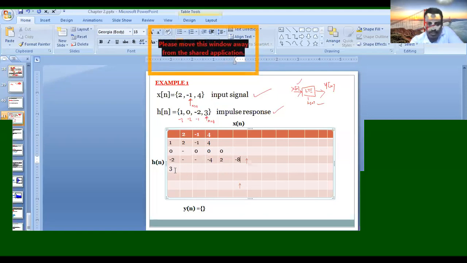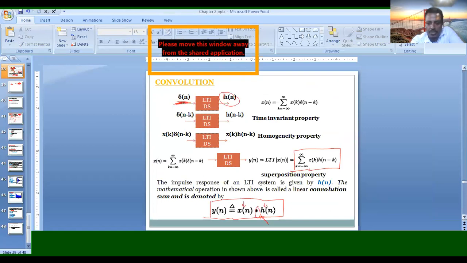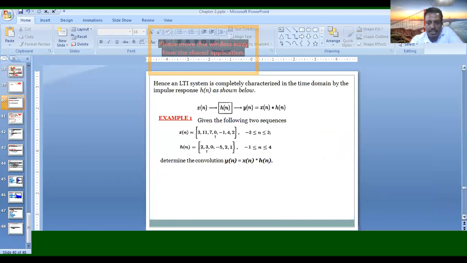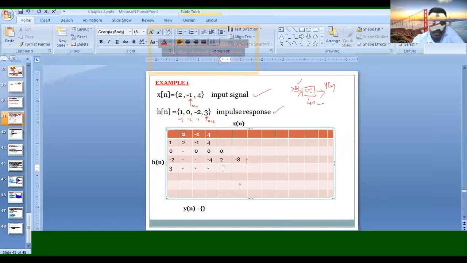Okay. Next, we have 3. The last sample of the impulse response is here, 3. Then in this case, we shift by 3. We jump 3 spaces here. Why do we do shifting? In the formula, as you can see here, h of n is shifted by k. So the shifting operation is there. So after shifting 3 times, multiply again. 3 times 2 will be 6. 3 times minus 1 will be minus 3. 3 times 4 will be 12.